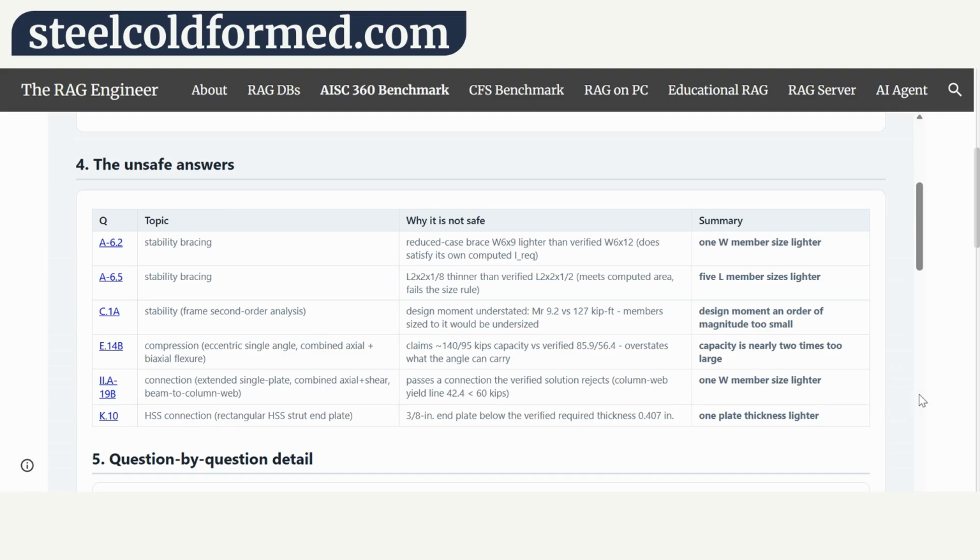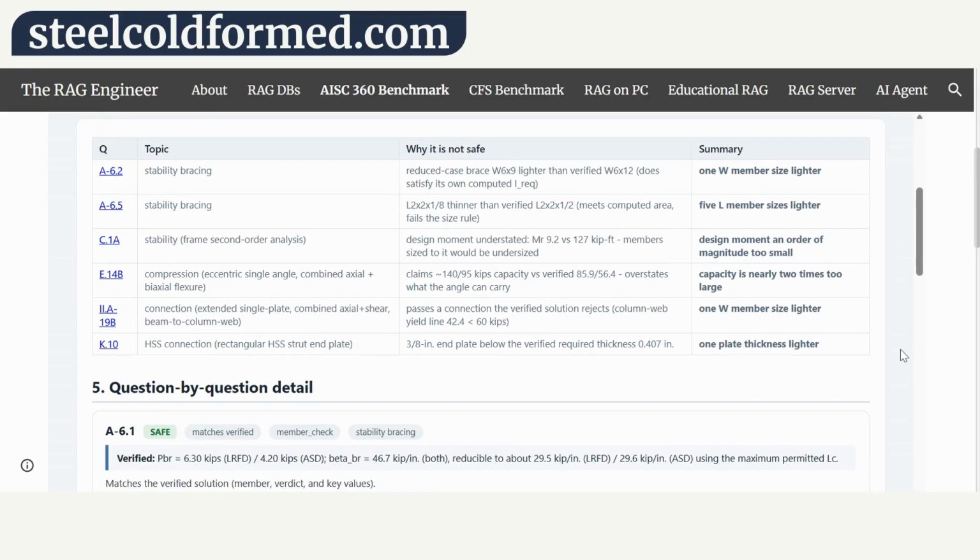So 3 of the 6 unsafe designs missed by only one size, and given the general conservatism of the steel specification, we wouldn't be overly concerned about those. So of the 168 designs, Fable 5 only badly missed 3 designs, 1.8%.